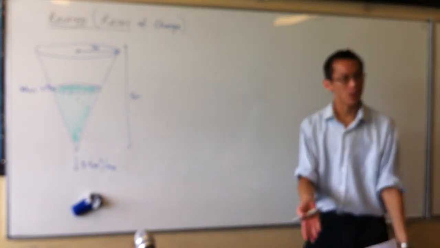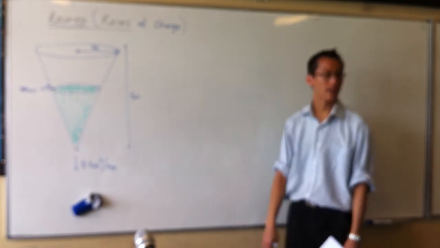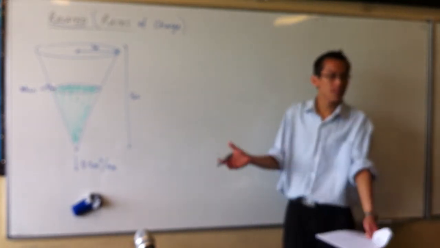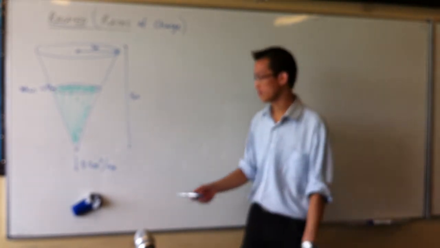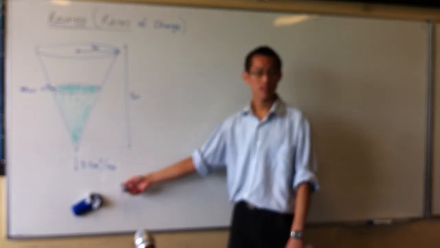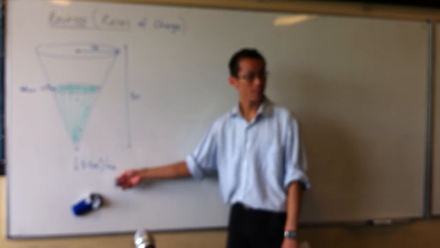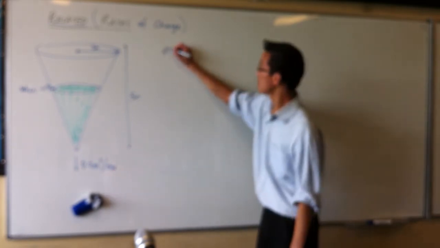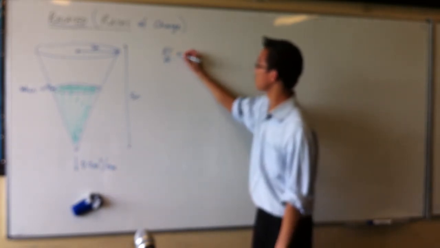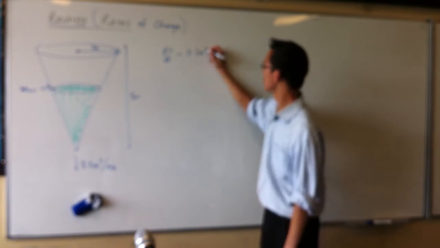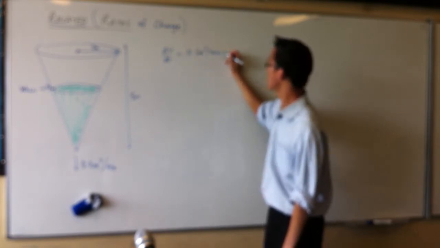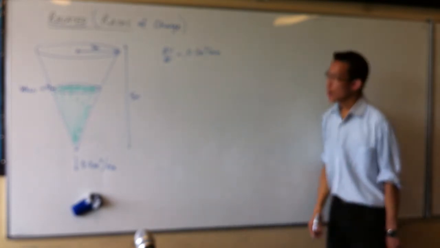So I just gave it to you verbally, but a lot of it's on the diagram. How can we set this up? What information have I given you? This is volume over time, dV on dt. What are we after?